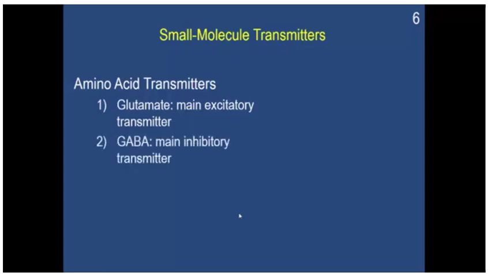GABA is the main inhibitory neurotransmitter. So when GABA is being released and activating its receptor, it is going to cause chloride to go in, which is going to hyperpolarize the cell, which means it is less likely to have an action potential.